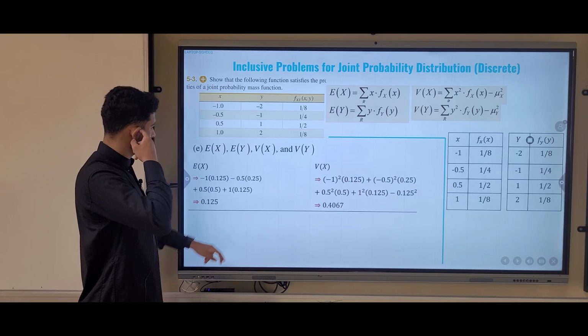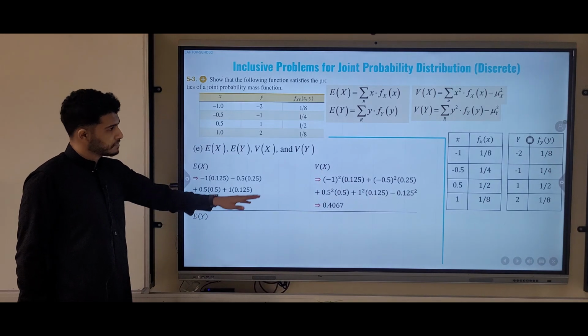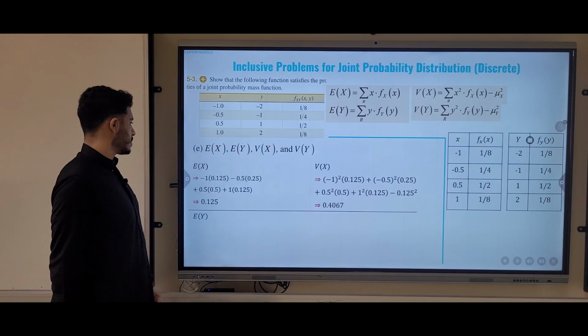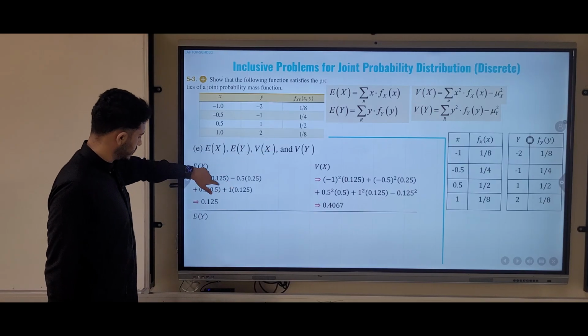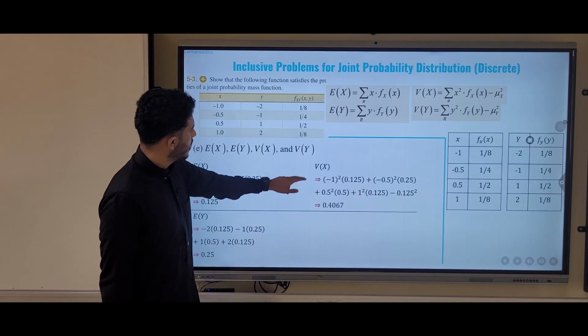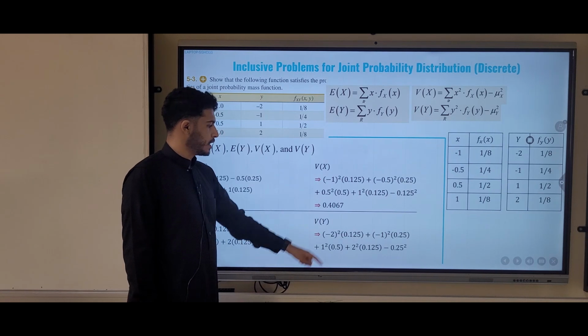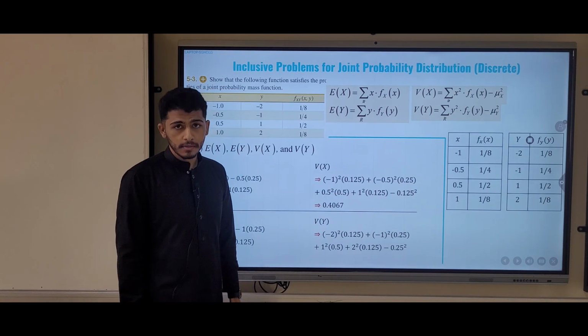So we finished the x's. Now we're going to do the y. So the expected value of y, same thing. We have the table there. You can do it even by yourself if you want to pause the video and do it. It's basically the same exact procedure, and you're going to find the answer for it at the end. And for this one also. Don't forget to subtract the squared expected value.